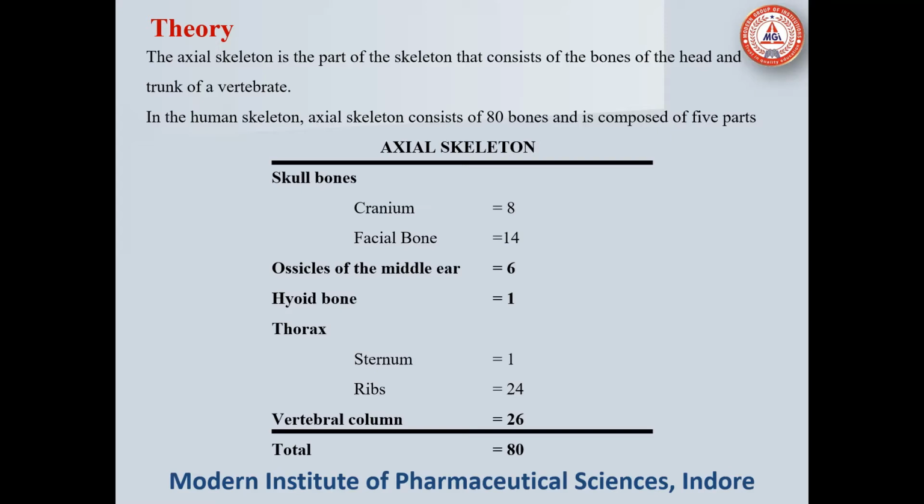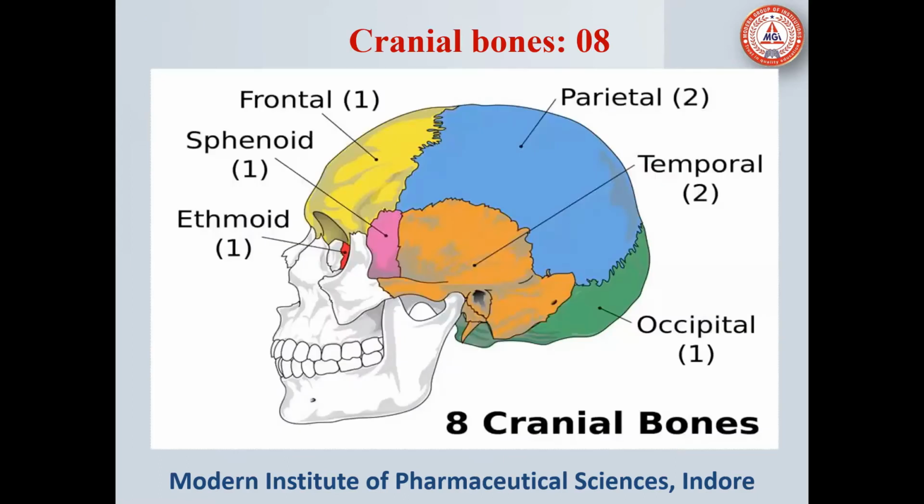In the thorax, the sternum, 1 single bone, and ribs, 24 bones. And in the vertebral column, 26 bones. The total number of bones present in the axial skeleton is 80. As you can see, the total of all these bones is 80. Now, first of all, we talk about the skull.